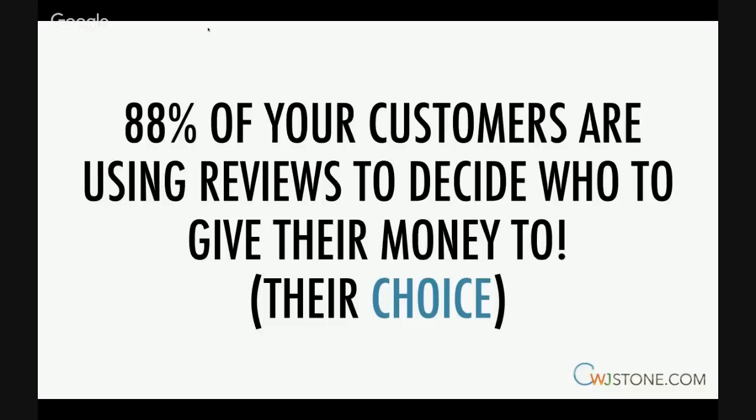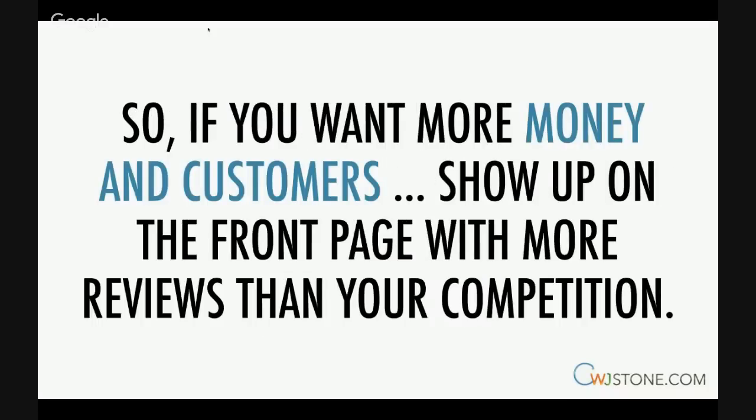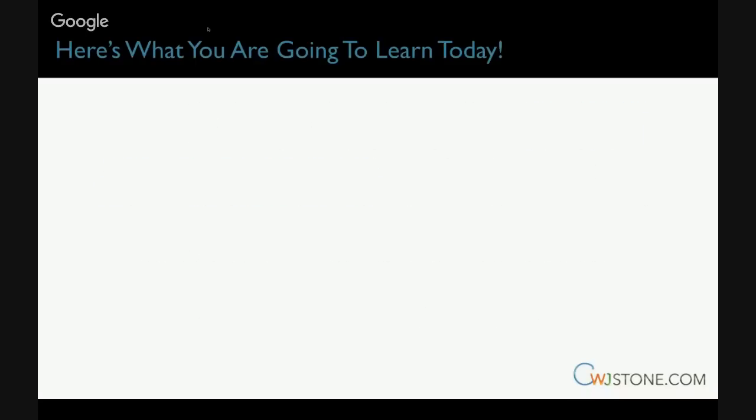You've got to show up on the front page and you've got to have more social proof than your competitors, or at least a good showing of social proof that shows up on the front page. So I've got this really simple formula for you to take away from the event here today. If you want more money and customers, show up on the front page with more reviews than your competition. I know, a pretty simple strategy, right? So what I'm going to do is take you through all of the technical stuff that you need to do to show up on the front page.